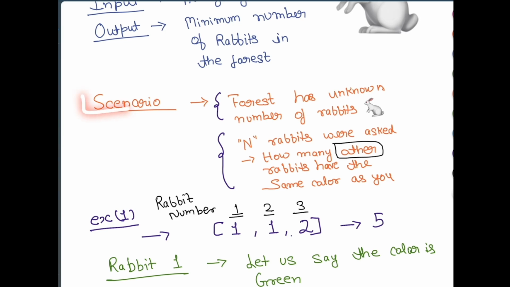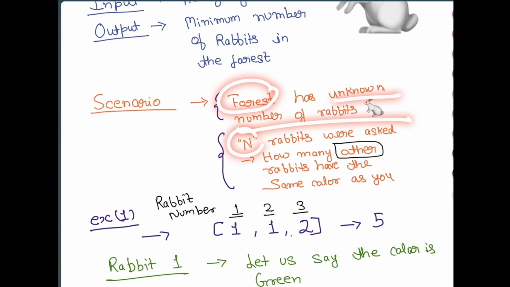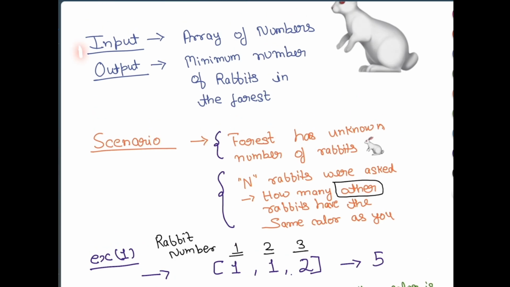So again, coming back to the scenario, there is a forest with an unknown number of rabbits. We chose n rabbits out of those unknown numbers, and we asked all of them the same question, that how many other rabbits have the same color as you. Based on this, we created an input array of numbers. These numbers are denoting the answers given by those n rabbits.